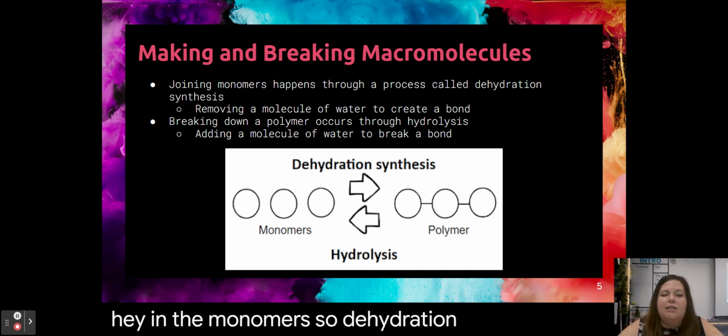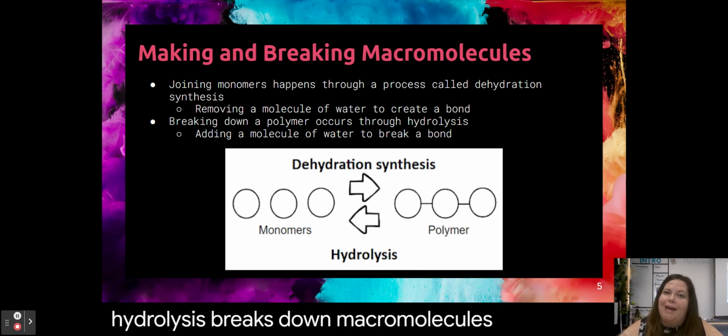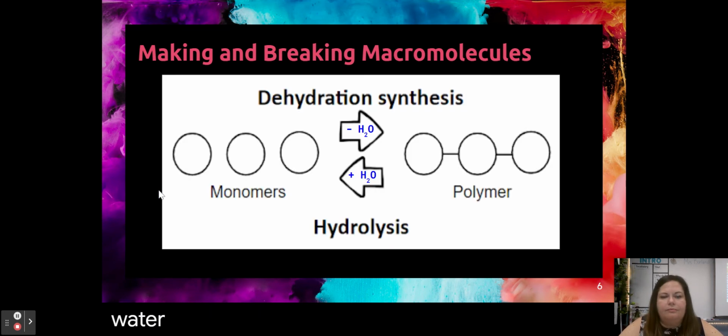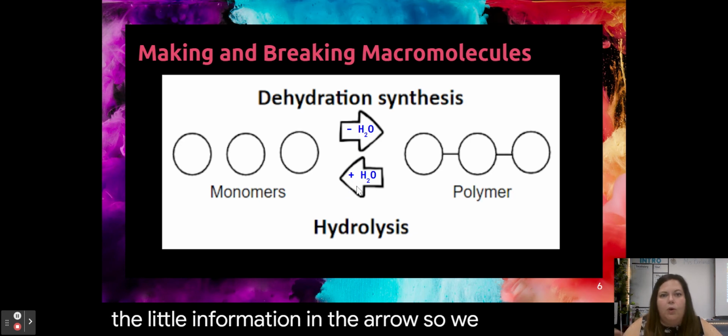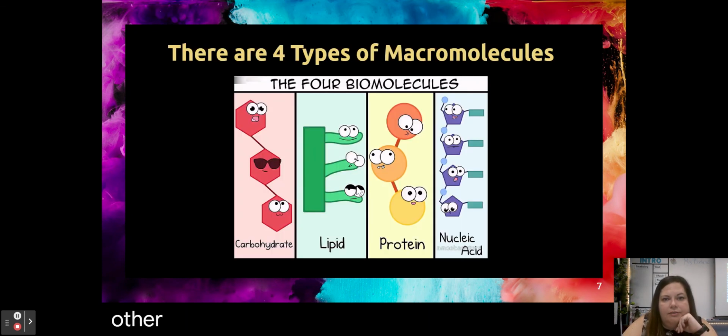So dehydration synthesis builds macromolecules by taking out water, and hydrolysis breaks down macromolecules by adding water. Okay, be sure to note on your guided notes here the little information in the arrow so we know what's happening as we move from one direction to the other.